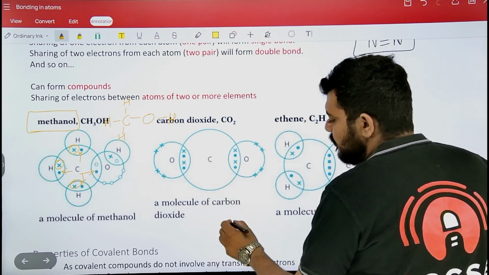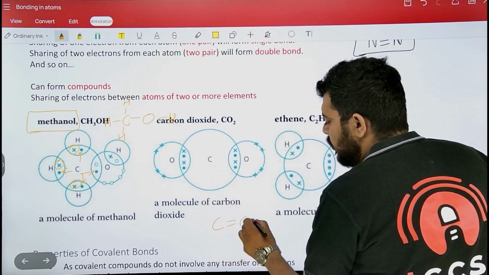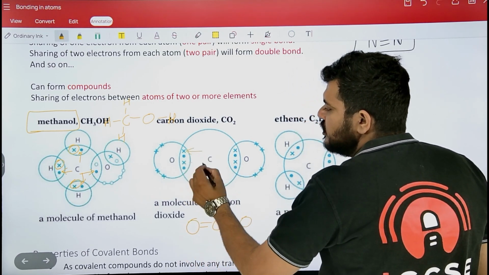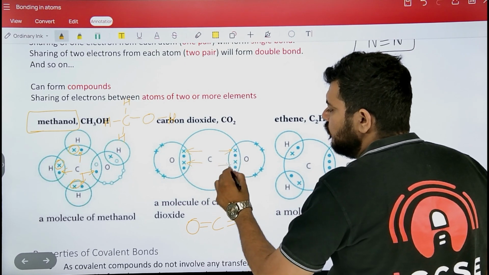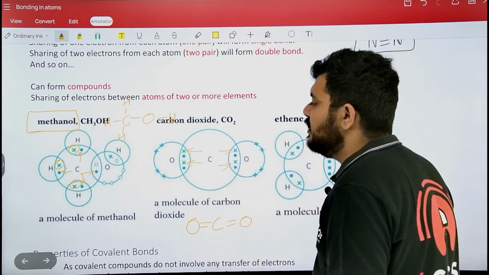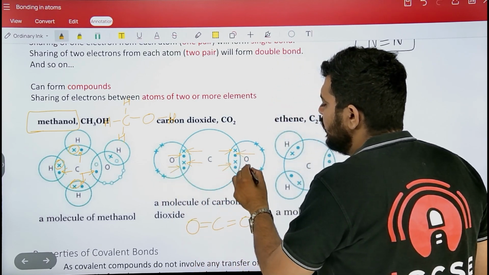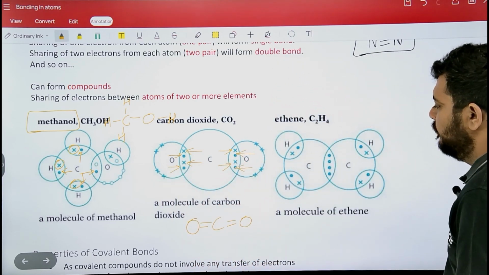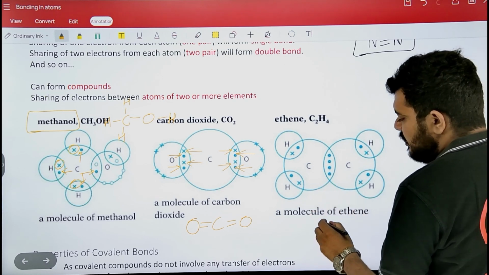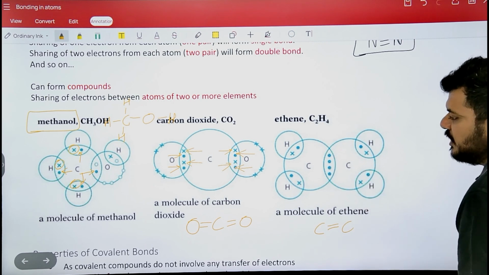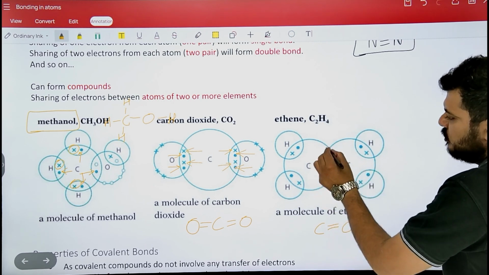Then if you look at carbon dioxide, it is oxygen double bond carbon double bond oxygen. See, the carbon has shared one pair of electrons with each oxygen, and each oxygen has shared one pair of electrons with the carbon. If you look at the structure of ethene, it is C double bond C. Carbons have shared a pair of electrons with each other.